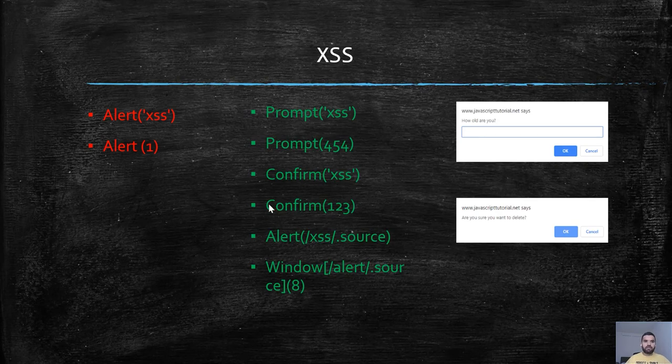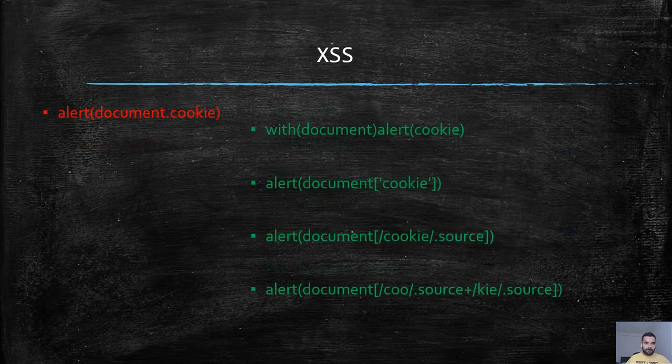Then there is also confirm, which is not similar to alert, but it actually displays a dialog box with a message asking, do you want to confirm? That means your script is being executed. Then you can also use alert, but in a different way, with slash xss.source. The window object is supported by all the browsers, and it represents the browser's window. So maybe that's another variant you want to use if the common payloads are being blocked.